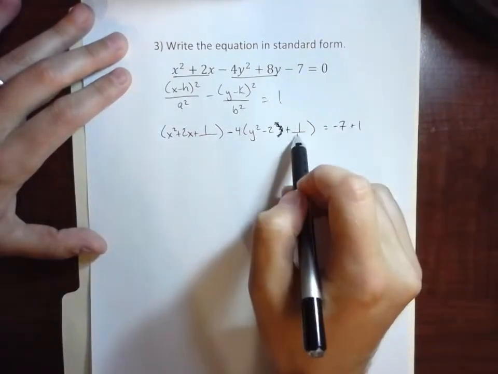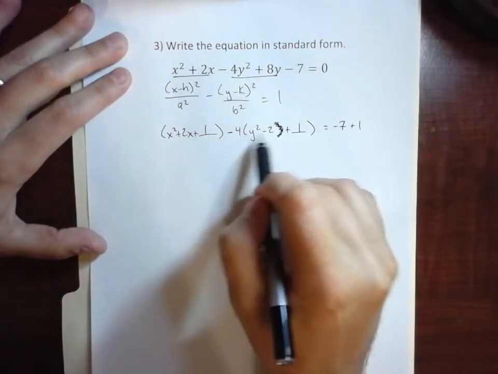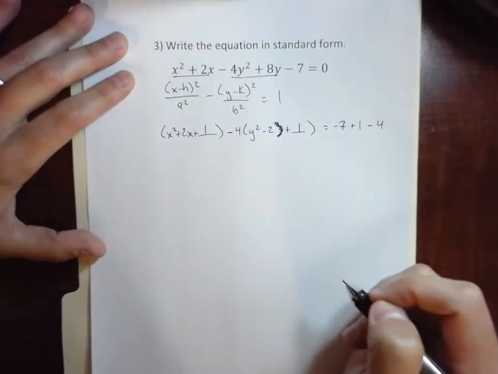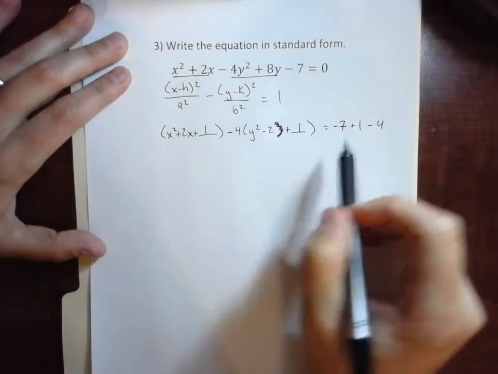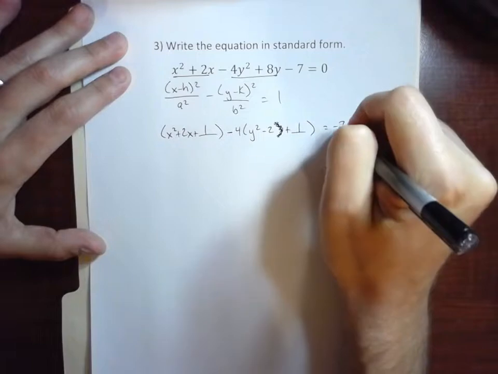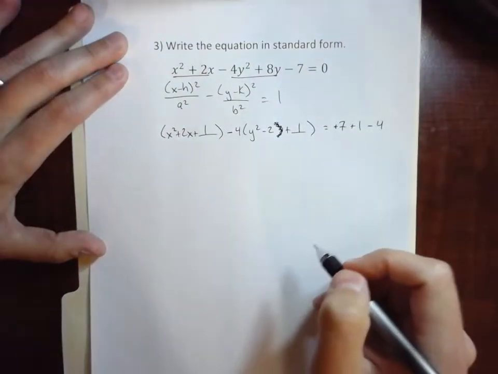But this time, remember, it's a negative 4 times that. So we actually just subtracted 4. So let's subtract 4 over there. And I just caught something else. That was a negative 7 there. So we need to add it to both sides. So let's make that a positive 7 right there.